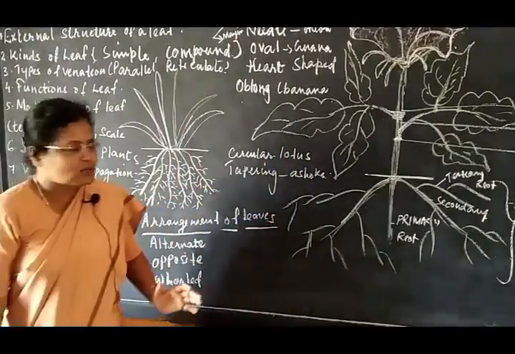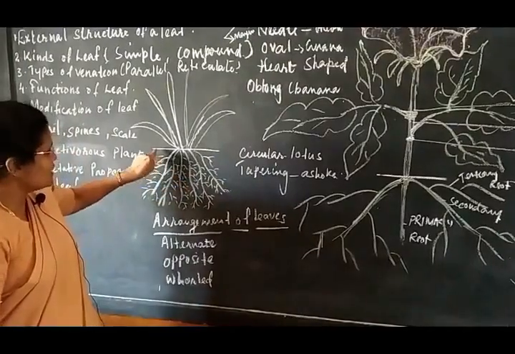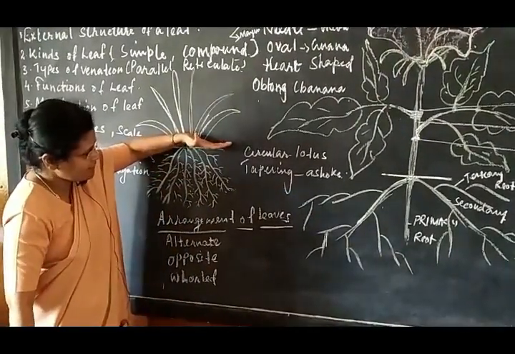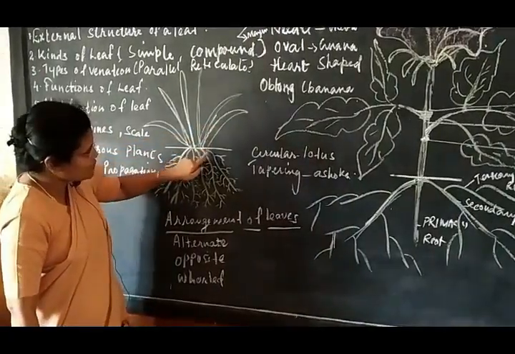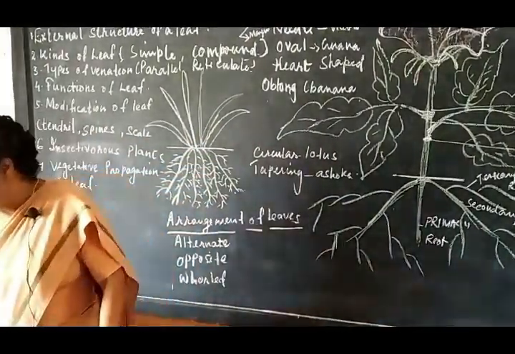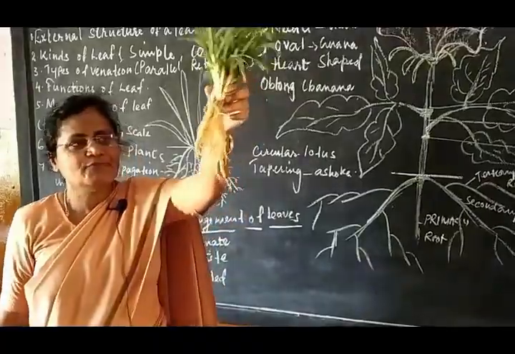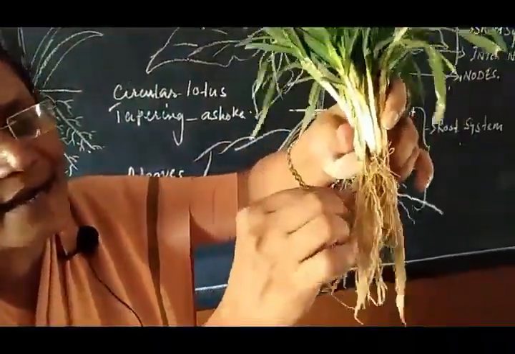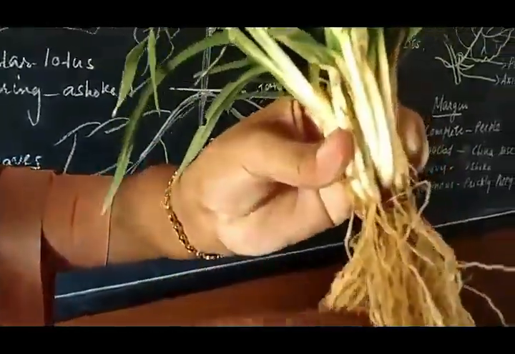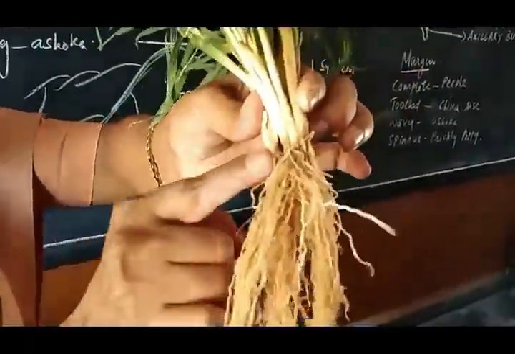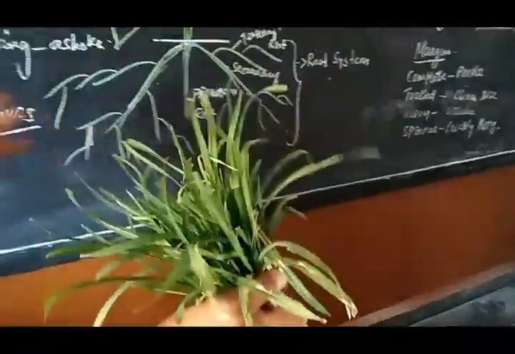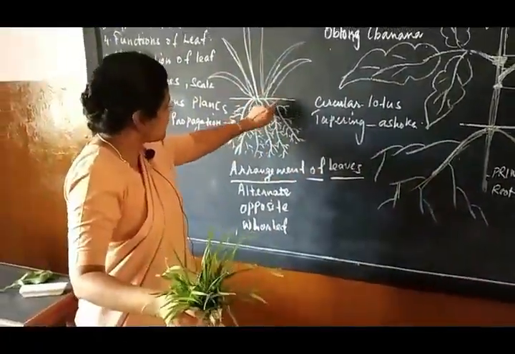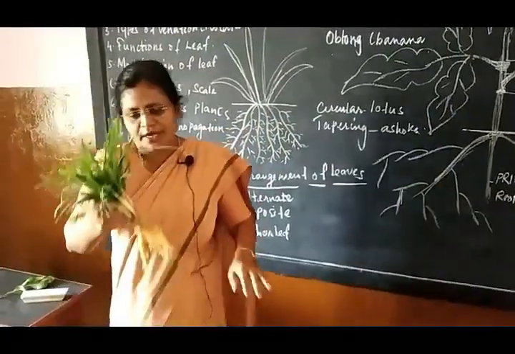Now coming to the other root called the fibrous root. Look, this is the base, this is the soil, the surface of the soil. In case of the fibrous root, the grass is an example. You just see here, all the roots are arising from the base of the stem, just like a cluster of roots. A cluster of roots arising from the base of the stem is called a fibrous root.